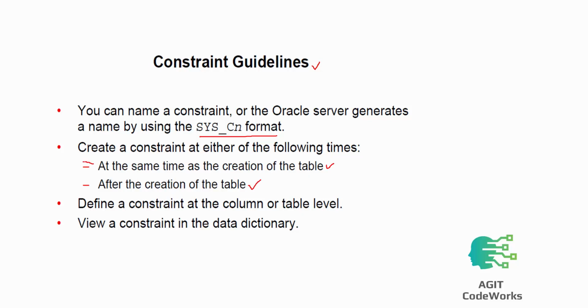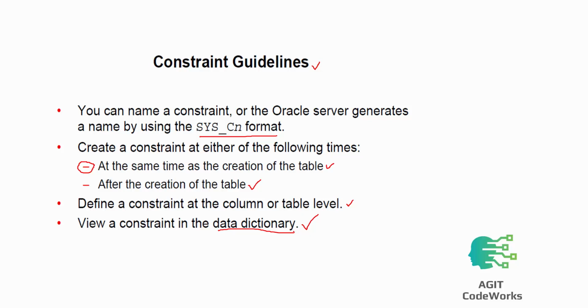In most cases, people prefer adding the constraints before the lifetime of the table starts, so that the table is created along with the rules. We are going to define the constraint at the column or table level. It's going to be in the practical. We are also going to view a constraint in a data dictionary. This word is popping up for the first time, something we call the data dictionary.